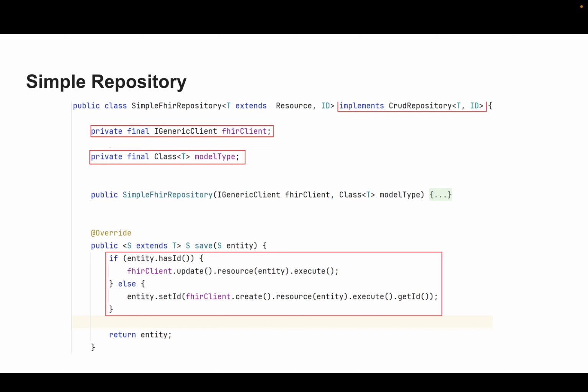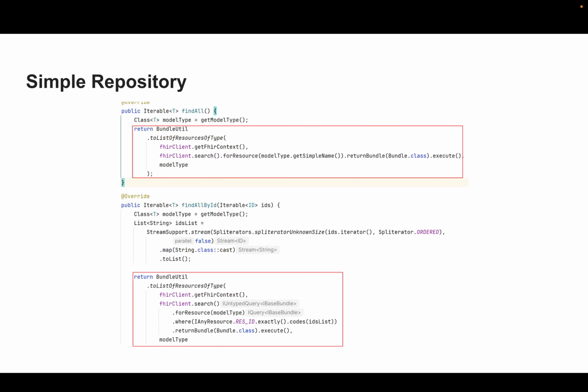For example, on this slide we have a save or update method implemented. On this slide we have the findAll and findById methods implemented. This code is actually FHIR library specific code, but it's generalized, and for those who are interested in how exactly each method is implemented, I will share the source code.